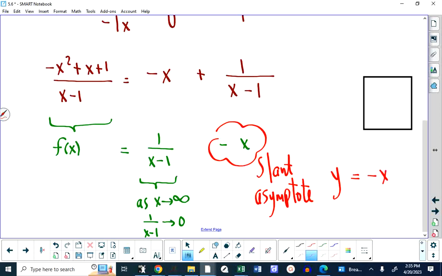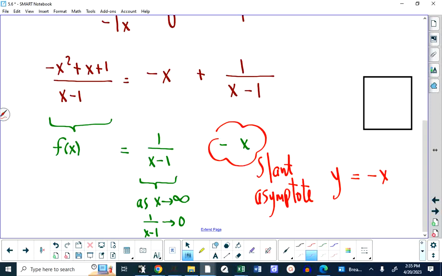And if you're rule-oriented, and I know some of you are, when the degree on the top of your rational function is 1 more than the bottom, your equation of your slant asymptote will be the quotient of the division. Because the remainder divided by the divisor will always be lower degree on the top than the bottom, so it will approach 0 at infinity.